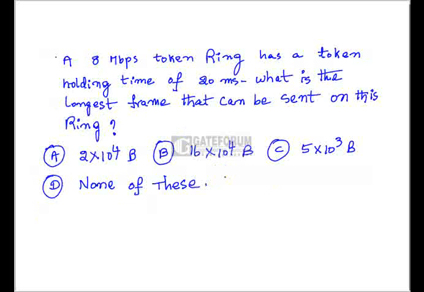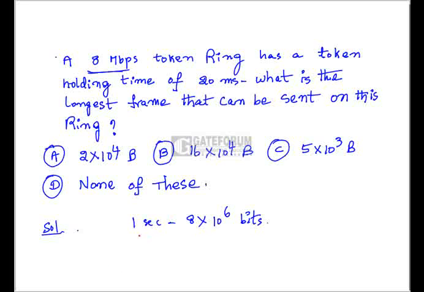An 8 Mbps token ring has a token holding time of 20 milliseconds. What is the longest frame that can be sent on this ring? Here the network is a token ring network and it is 8 Mbps. So the solution will be like this. For 1 second, how many bits? 8 megabits, which is 8 into 10 power 6 bits, as 1 mega is 10 power 6. So for 1 second, 8 into 10 power 6 bits.